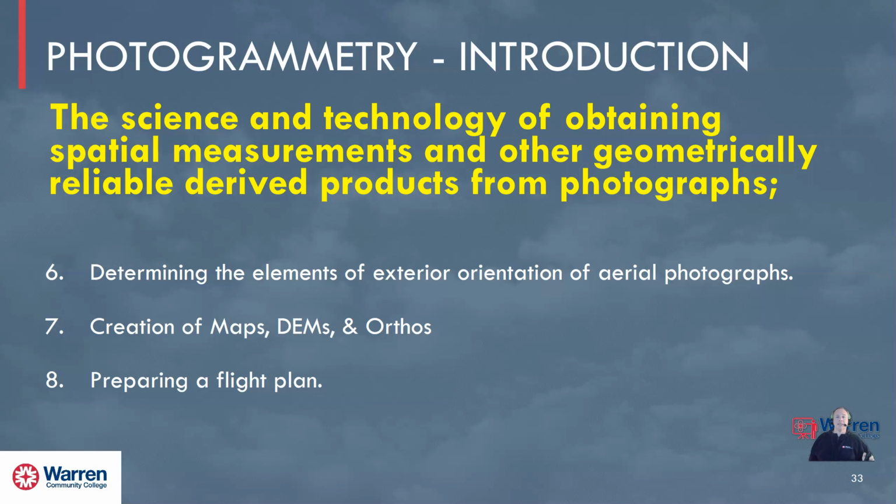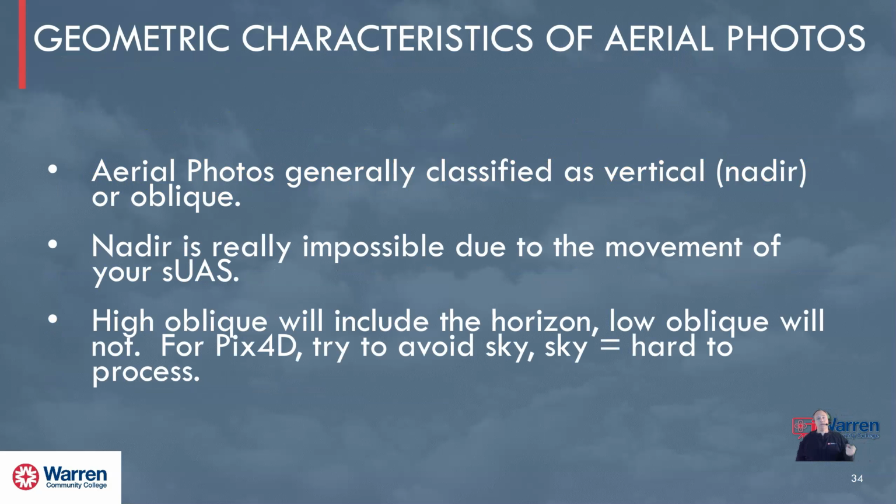So again, science and technology obtaining spatial measurements and other geometrically reliable derived products from photographs. So we need to determine the elements of the exterior orientation of the aerial photographs to create maps and orthomosaics, and we learn to prepare a flight plan as well in this. So geometric characteristics of aerial photos. Aerial photos generally classified as vertical or oblique. All right, so as nadir or oblique, either straight down or on an angle.